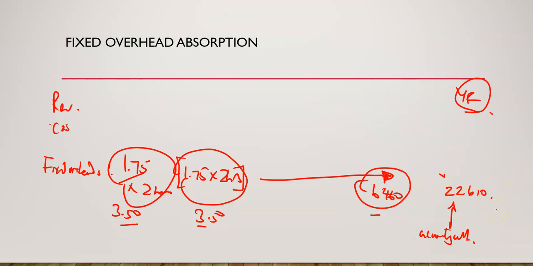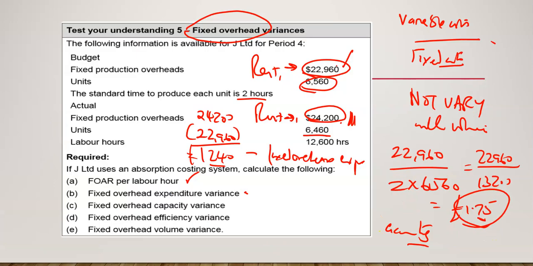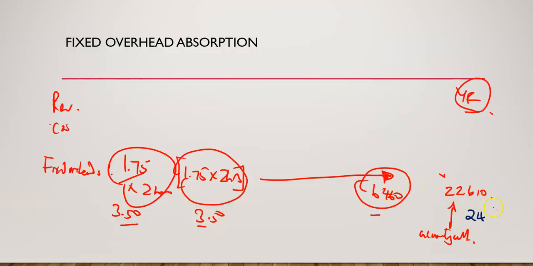So you'll see that the real thing was actually 24,200. And you'll be like, oh my goodness, there's a difference. I expected it to be this, and it's actually 24,200. Now, so you find the difference, 24,200 minus 22,610, and you get a difference of 1,590.